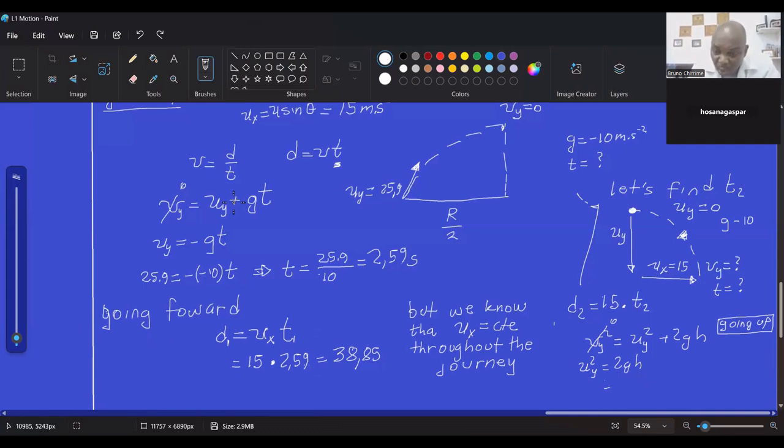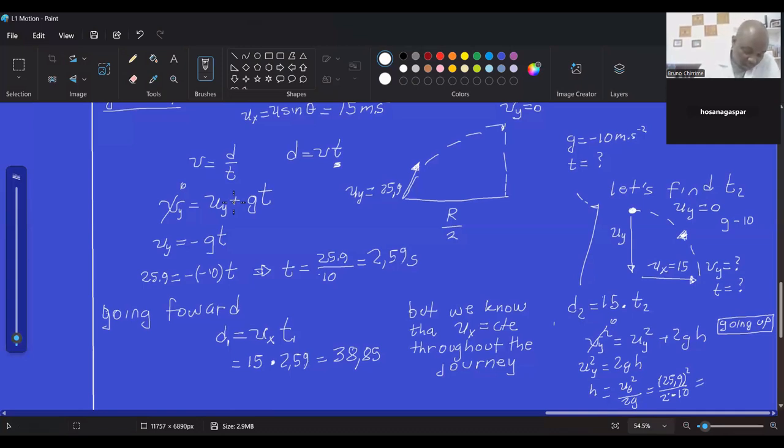So what we do, we will say the height will be u squared over 2g. We're talking about uy, so it's 25.9 all squared, and divide all of that by twice the negative gravity. So that gives us what? We're looking for the height. It will help us to find the time.